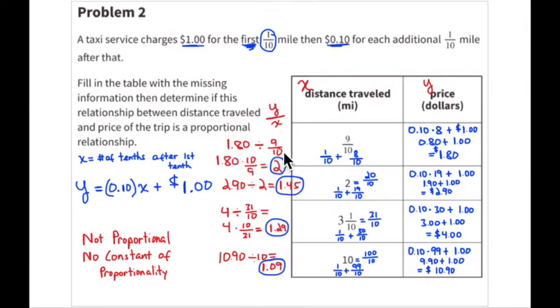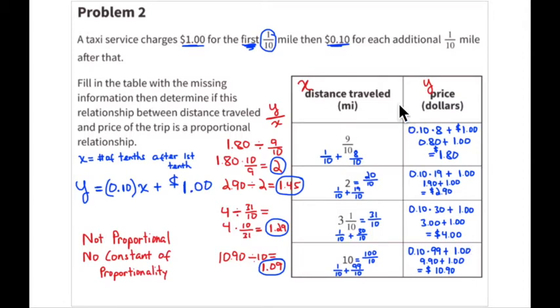So $1.80 divided by 9/10. $2.90 divided by 2. $4 divided by 31 tenths. And $10.90 divided by 10. And you can see that it's not constant. It's not constant because you're adding in this problem. You add $1 each time. That makes the relationship not proportional, and there is not a constant of proportionality.